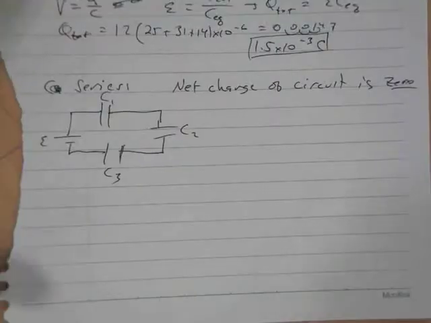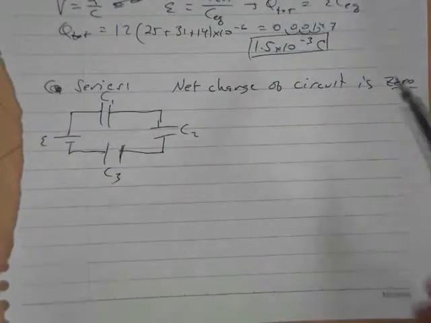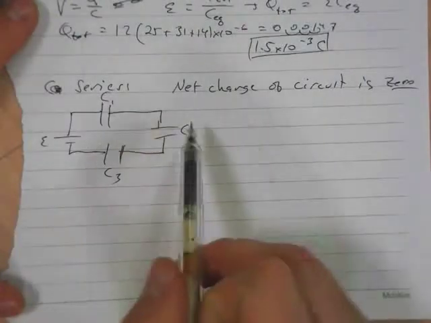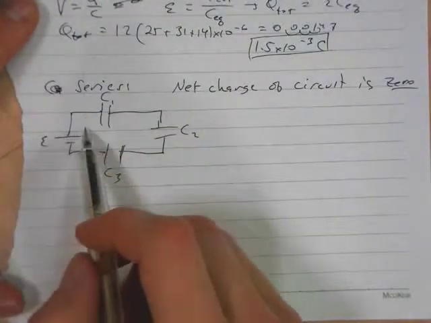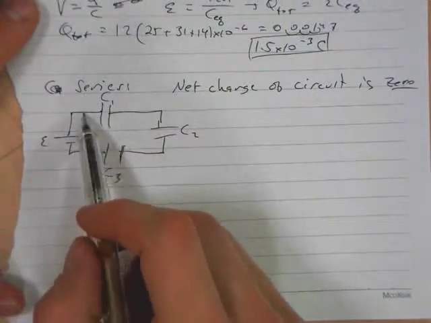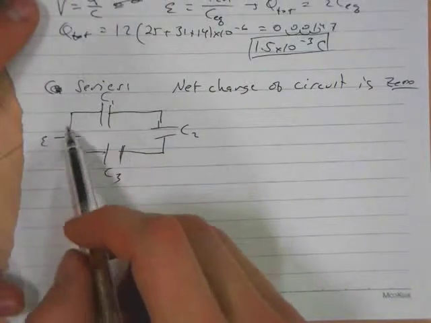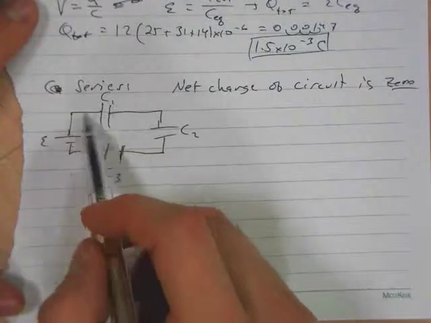Okay, the net charge of the circuit is 0. We can't just create charge from wherever we want to. What winds up happening is that the battery creates this potential difference, and then electrons start flowing this way, even though our current is flowing this way, which means electrons are flowing this way.